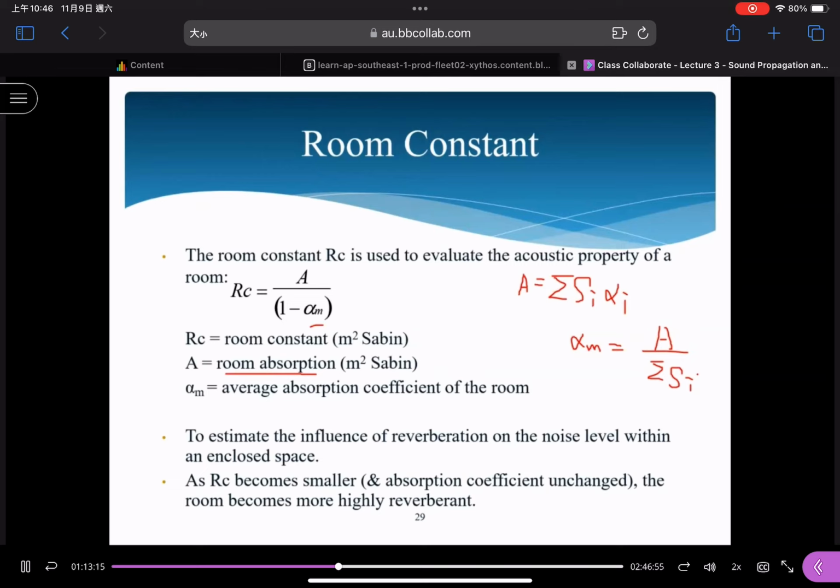Some people also proposed another parameter. We call this the room constant. Room constant is A divided by 1 minus alpha m. No matter RC or A, the unit is the same. We can express it in terms of square meter sabin. And some reference books just skip it or simply write it as square meter.